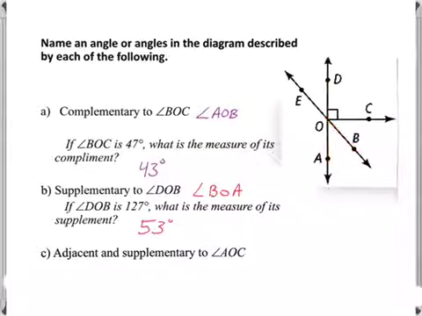Last but not least, we're looking for an angle that is adjacent and supplementary to AOC. Well, adjacent to AOC, so AOC is here, and supplementary means we need to find another angle that when added to AOC basically makes a straight angle in this case. Well, that would be angle COD.